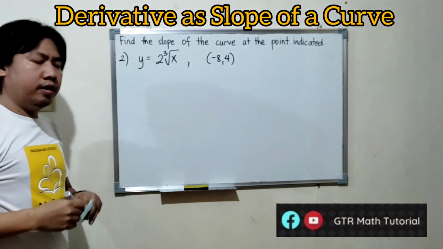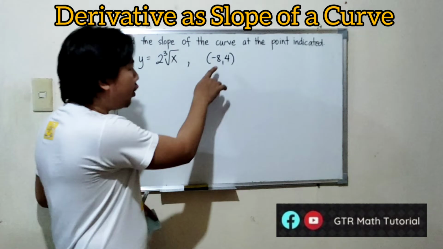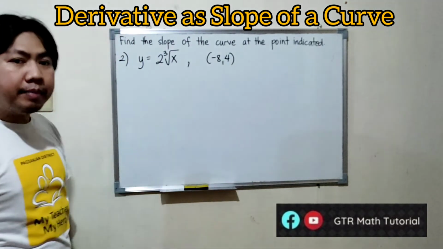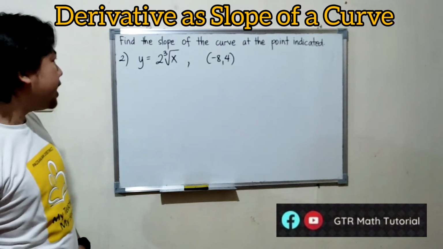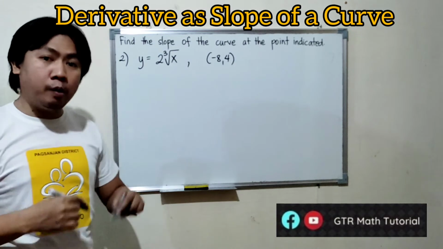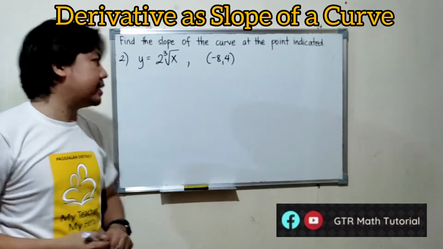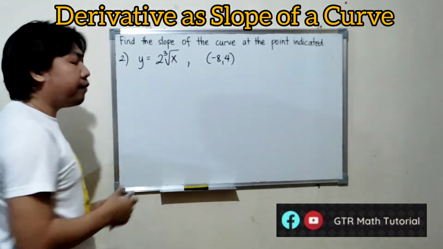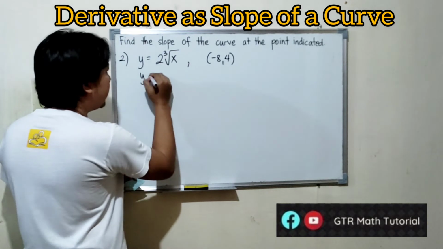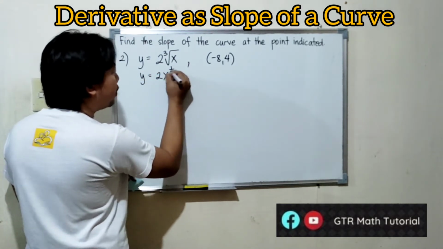Okay, so next, y equals 2 times the cube root of x at the point negative 8, 4. So again, find the derivative. First, express the cube root of x as a rational exponent, since we don't have a direct formula for the cube root of x. The cube root of x is equivalent to x raised to 1/3. So y is equal to 2 times x raised to 1/3.